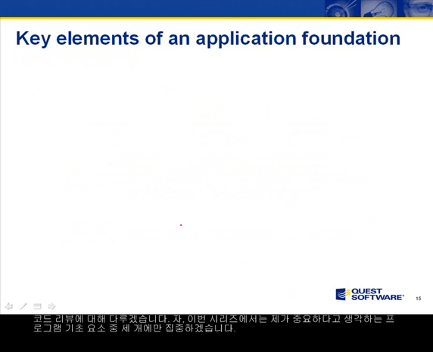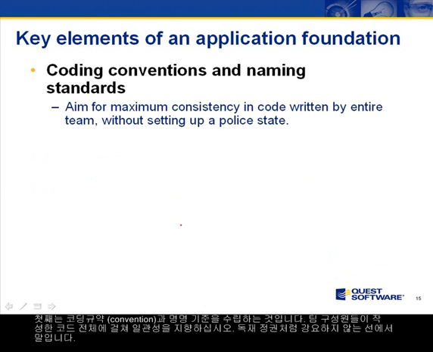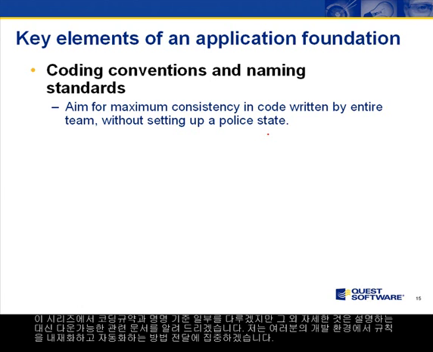Now, in terms of the different aspects of that application foundation that I think is so important, I want to focus in this video series on just three. The first is setting coding conventions and naming standards, aiming for maximum consistency in the code that's written by everybody on the team, but without setting up a police state about it. The point here is that we'll talk about some coding conventions and naming standards. I'm not going to go into details. I'll point you to a document you can download. What I will focus on here are the approach you should take in making these rules active in your environment. So the systematizing and automating.